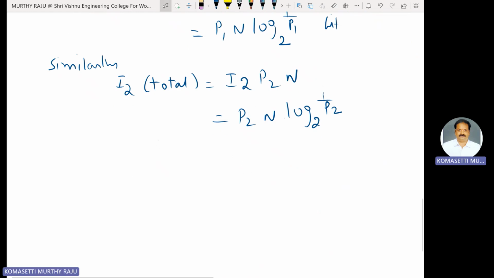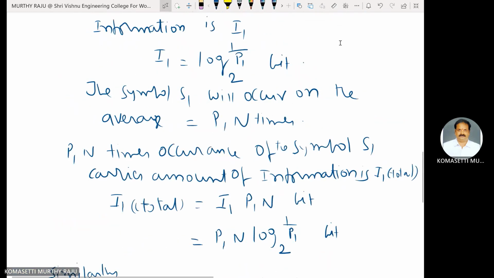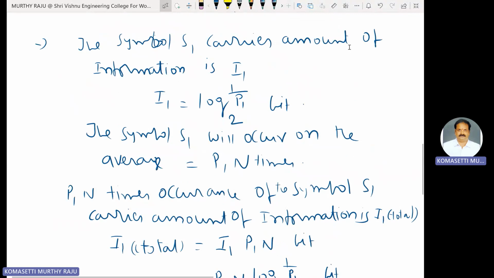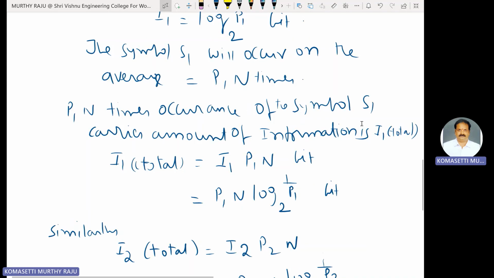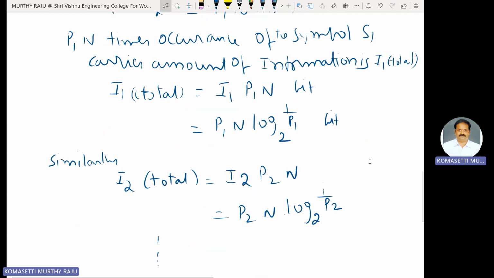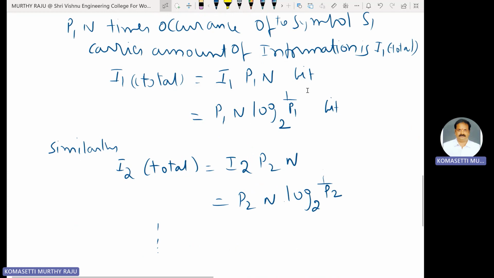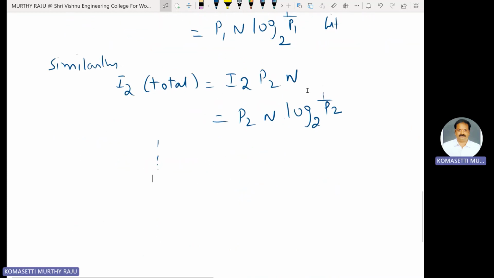And so on and so forth. The symbol SM carries amount of information is IM. Therefore, IM is equal to log 1 by PM, where PM is the probability of occurrence of that symbol SM, base 2 bit. The symbol SM will occur on the average PM into N times. PM into N times occurrence of the symbol SM carries amount of information is IM total. Therefore, IM total is equal to IM into PM into N bit.